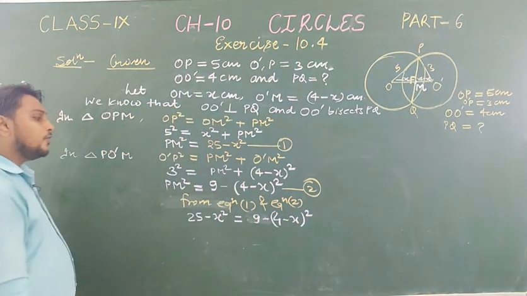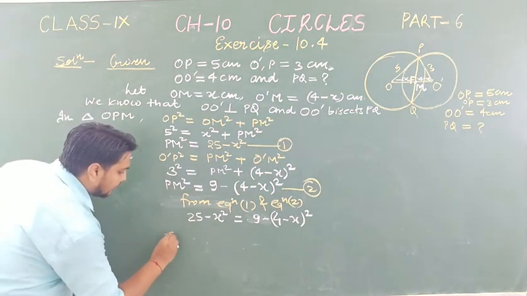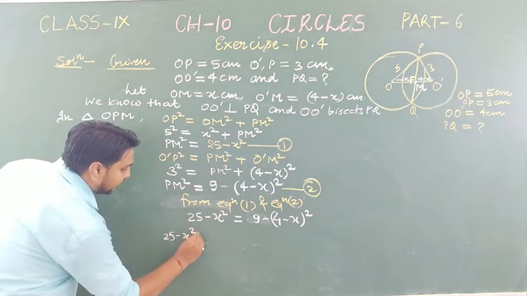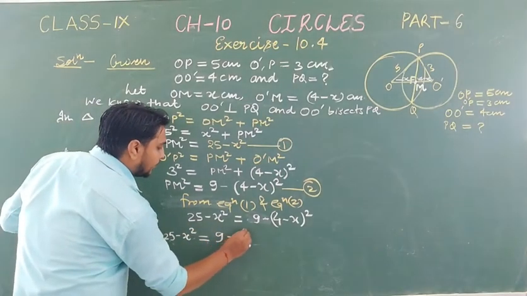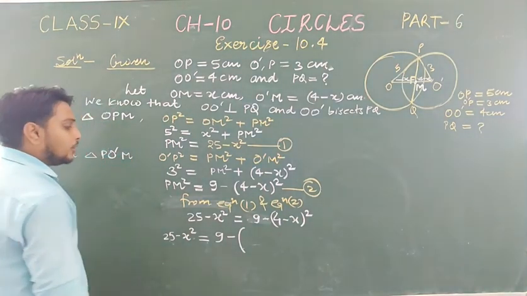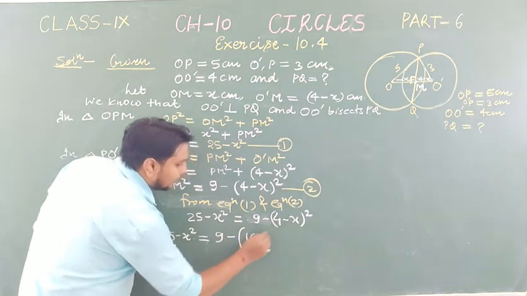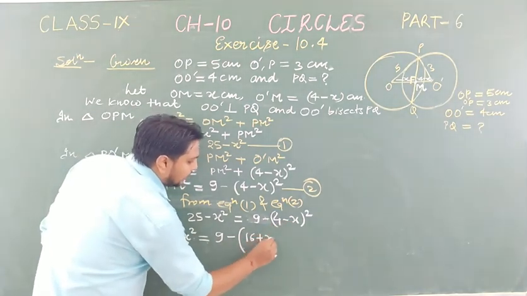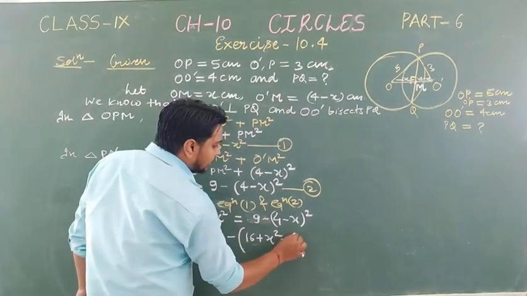Now we have to solve it. So here you can write 25 minus x square is equal to 9 minus the square of (4 minus x). What will that be? A minus b whole square: a square will be 16, plus b square will be x square, minus 2ab, so it will be minus 8x.